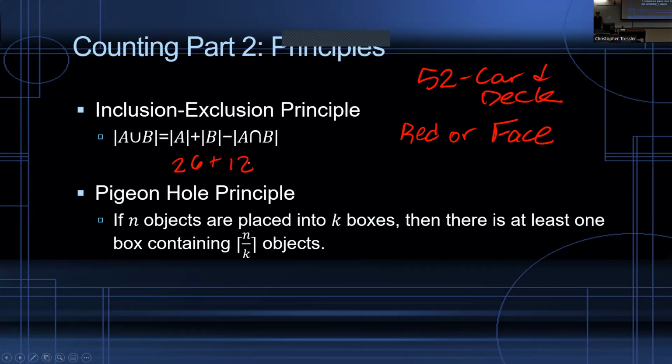There are a total of 6 cards that are both red and face cards: the jack of hearts, the jack of diamonds, the queen of hearts, the queen of diamonds, the king of hearts, and the king of diamonds. So we're going to subtract that overlap, and we get 26 plus 12 minus 6, so 26 plus 6 is 32, right? That's how we would do something like that. Final answer.